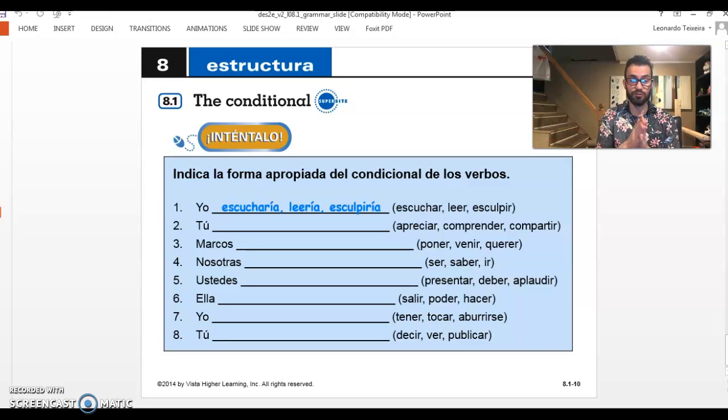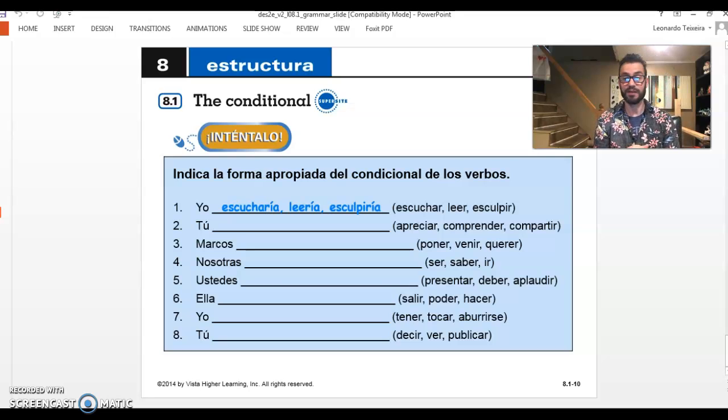Now, last, I only have a couple of minutes here in this recording, so let's try the conditional here. Tú apreciarías, comprendías, compartirías, Marcos, poner, pondría, vendría, querría, with a roll in the R a little more strongly. Nosotras seríamos, sabríamos, iríamos. And I'm reaching the end of this recording.